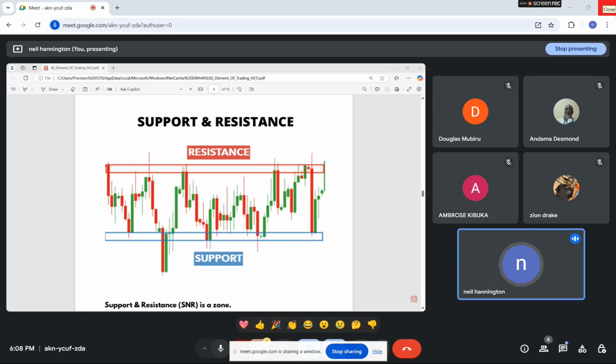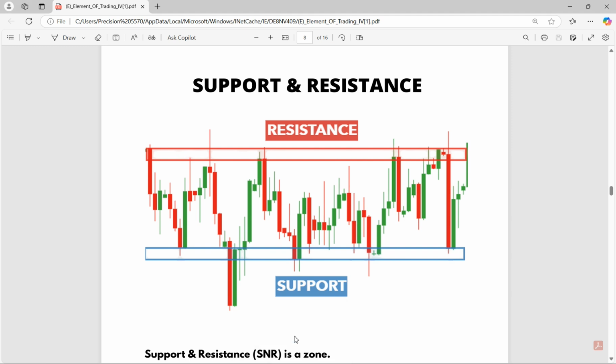Based on the swings, we apply trend line resistance and trend line support, and based on the swings we create what we call support and resistances. So today I want us to go through support and resistance.